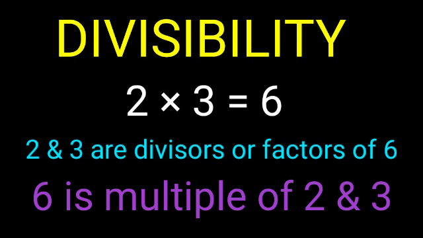That means when we multiply two integers to get another integer, the two integers which are multiplied are the factors and the resultant integer is the multiple.